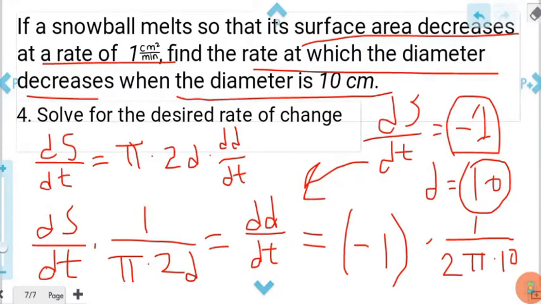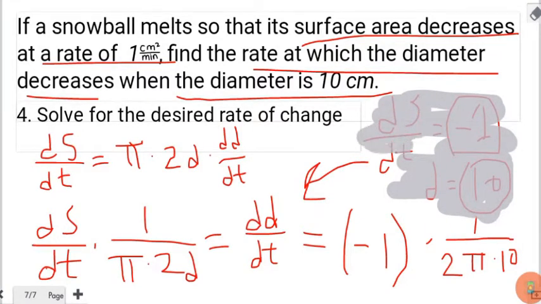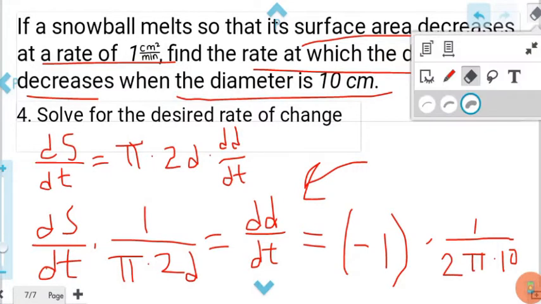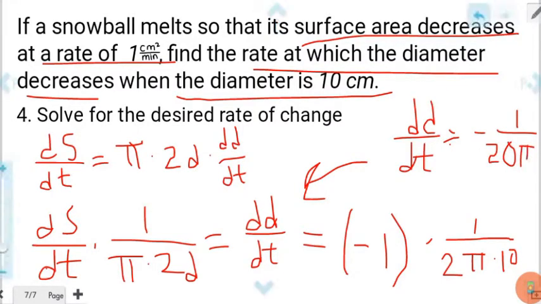Before I do that, let's just clear some of this stuff out here. So that tells us that dd dt is -1 over 20 pi. So that's it. We know that the diameter is changing at a rate of -1 over 20 pi, which the negative is essentially the same as saying decreasing. So the diameter is decreasing at a rate of 1 over 20 pi centimeters per minute.